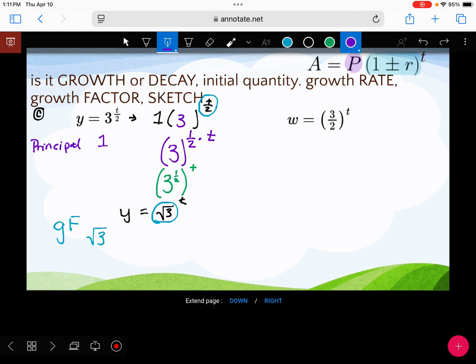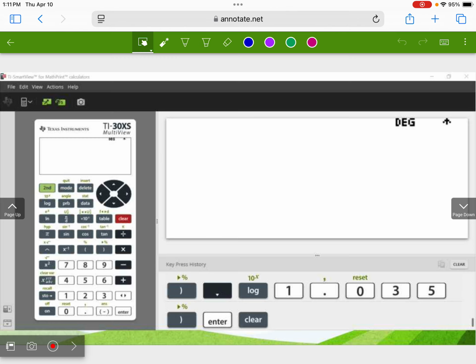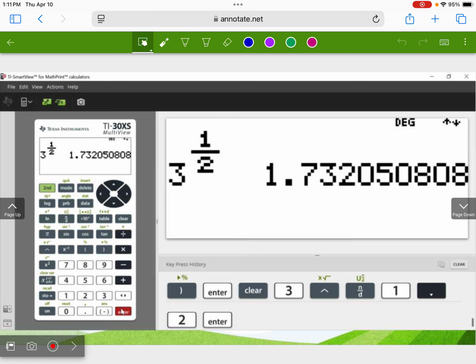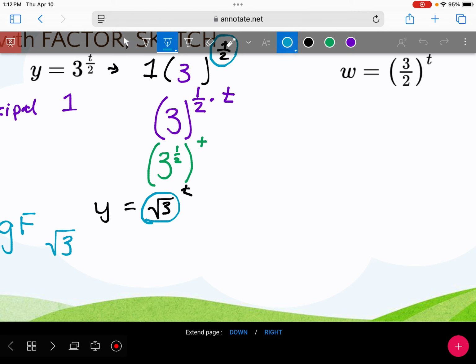I'm going to grab the calculator so we can do it up on the screen, and I can show you how we can also do the fractiony bit. So if we have that 3 to the power of 1/2, the calculator is going to spit out a decimal. It should. Okay, I guess it's not going to give us the square root. But that's also fine. We can write our growth factor as this 1.73 blah, blah, blah. When in doubt, give yourself at least 2 decimal places.